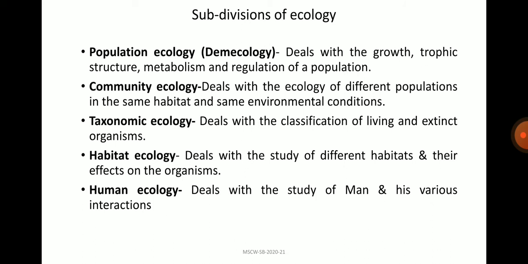Coming back to the subdivisions or the branches of ecology. Ecology has been subdivided mainly into animal ecology and plant ecology to understand the subject in a more profitable way. We know animal ecology is the study of animals in relation to their environment, while plant ecology is the study of plants in relation to the environment.